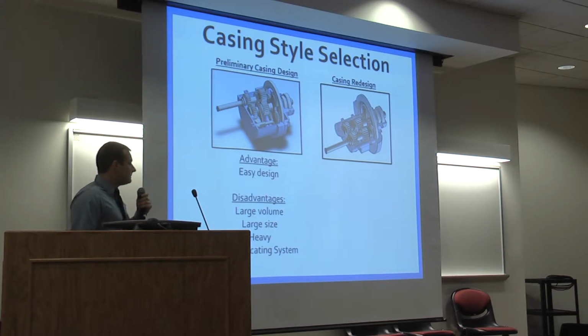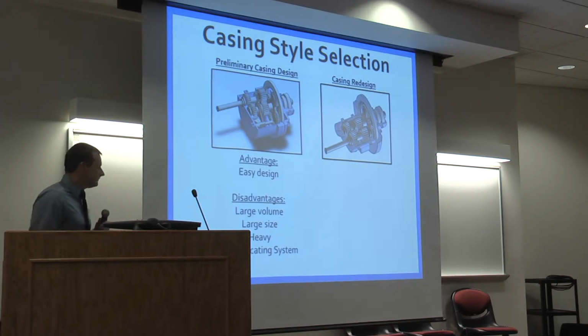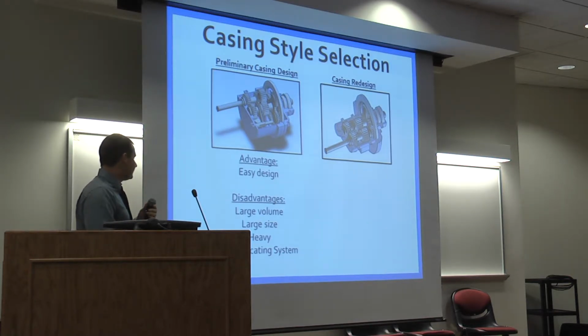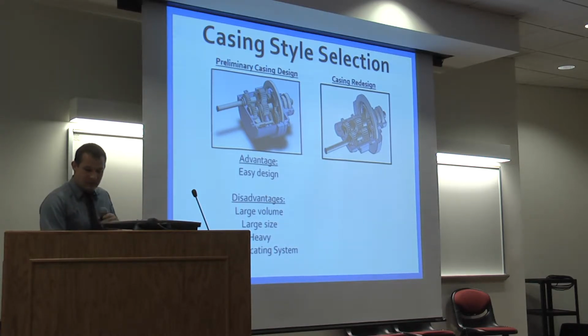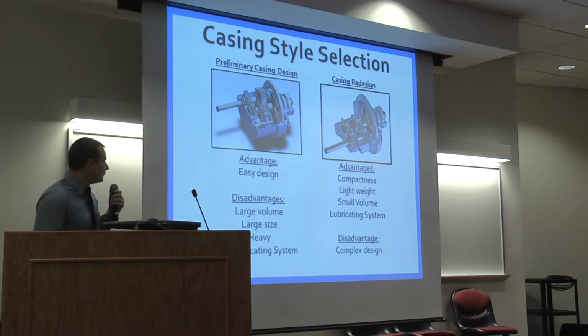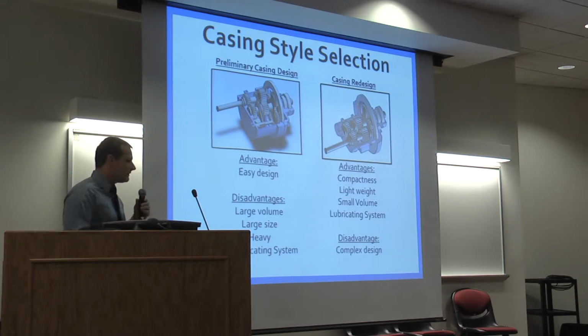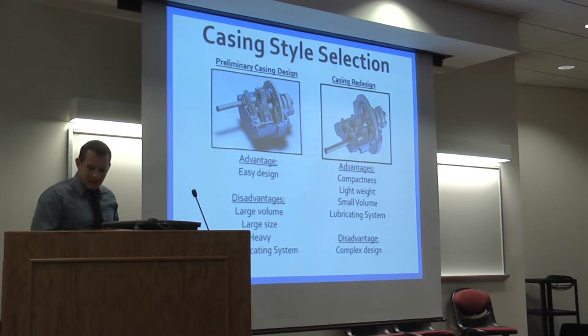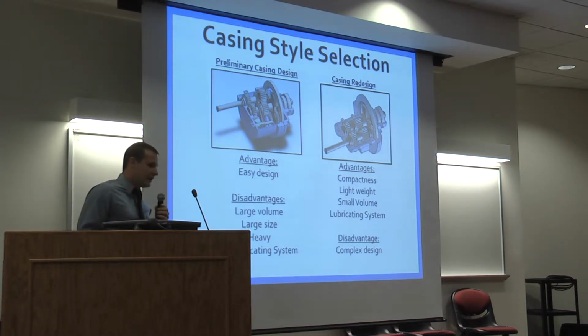The first picture to the left shows my preliminary casing design. The advantage of this design was that it was an easy design. Some disadvantages were that it had a large volume, and it also had a large size. As well, it was heavy, and it had no lubricating system. The picture to the right shows the casing redesign. This included advantages of having compactness, being lightweight, having a small volume, and it had a lubricating system. And one disadvantage with it, it was a complex design.